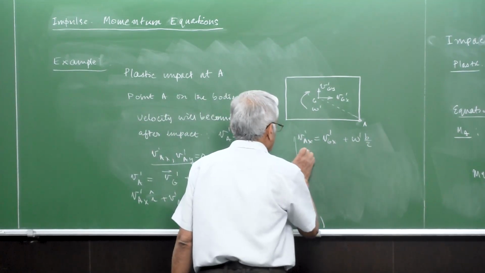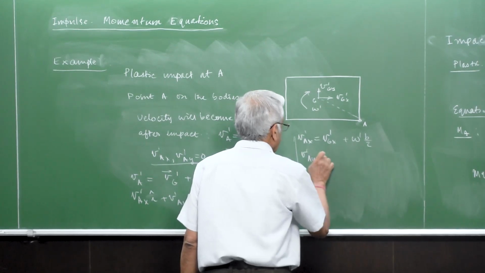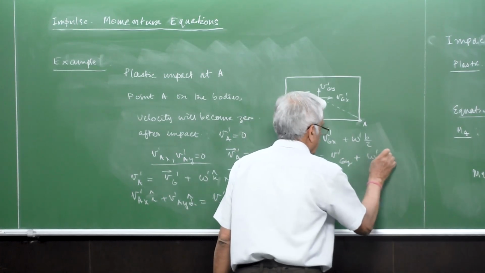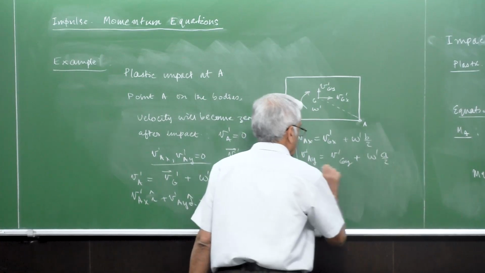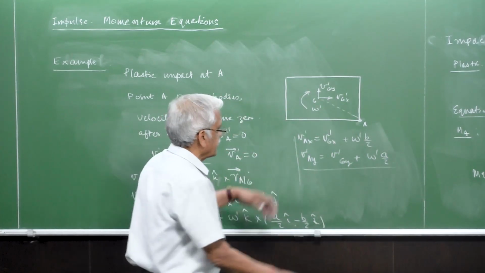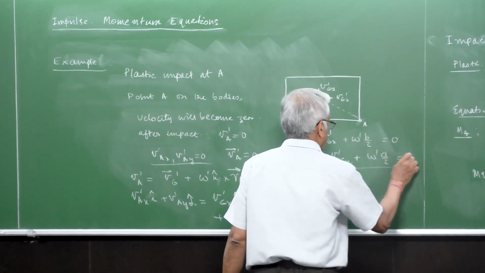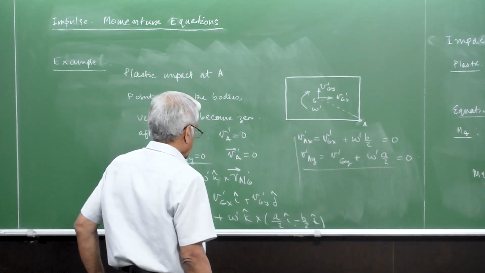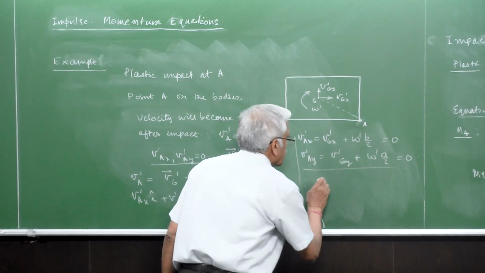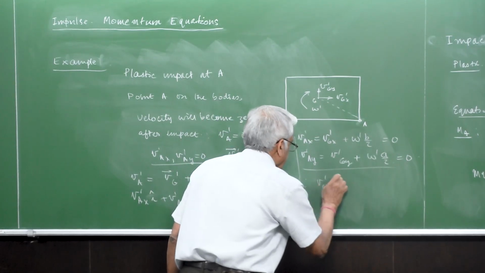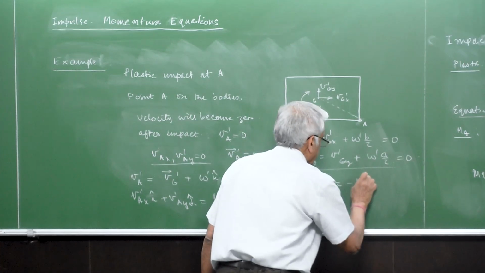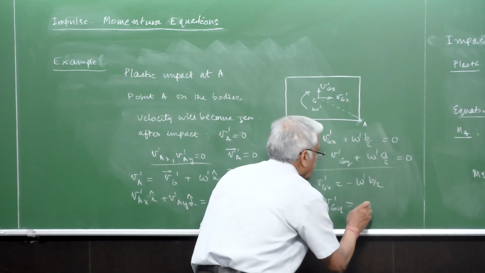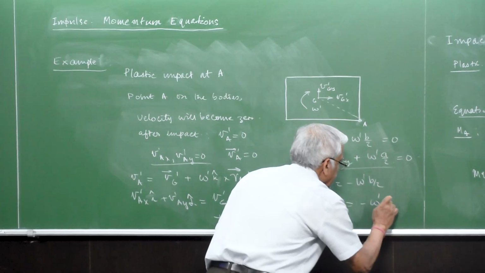And V prime Ay is V prime Gy. So if this has to be 0, Vax and Vay have to be 0 separately, and therefore VGx prime is minus omega prime b by 2, VGy prime is minus omega prime a by 2.